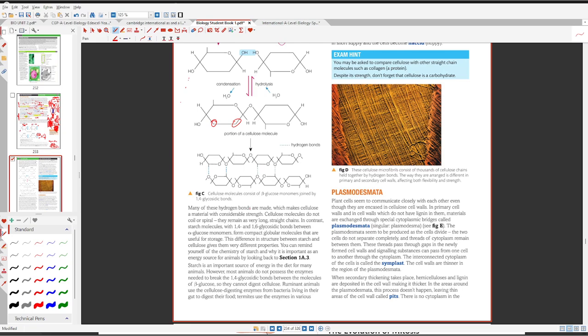Cellulose do not coil or spiral, you can imagine, because since they are inverted, they go like this, they go like this, they go like this. They just form a straight thing without any spirals. They remain as long straight chains. Whereas, of course, glucose will form spirals, and the difference in structure between starch and cellulose gives them many different properties.